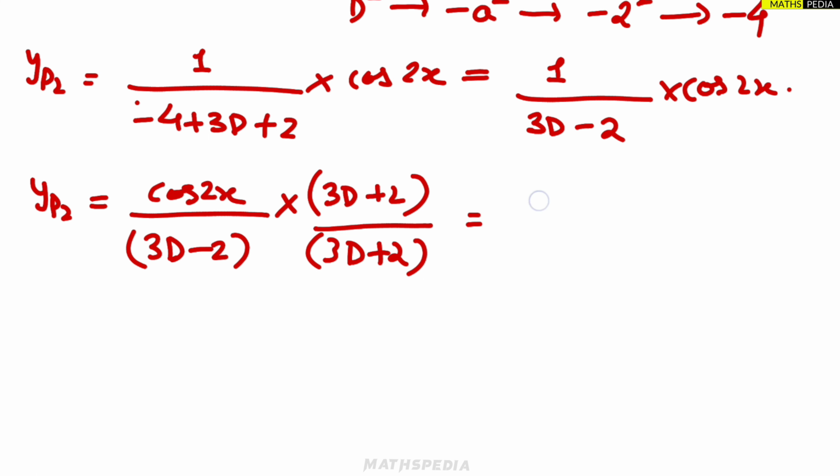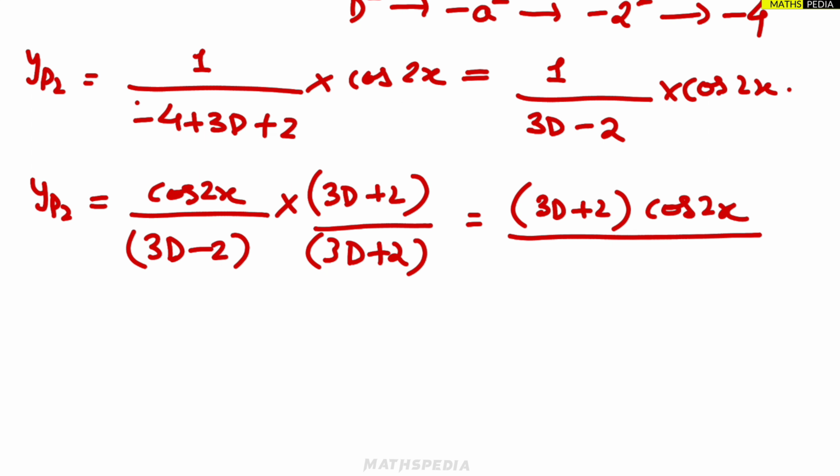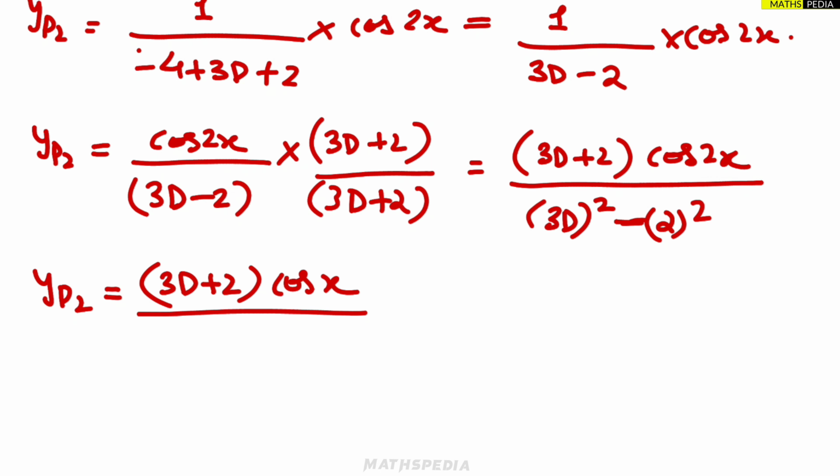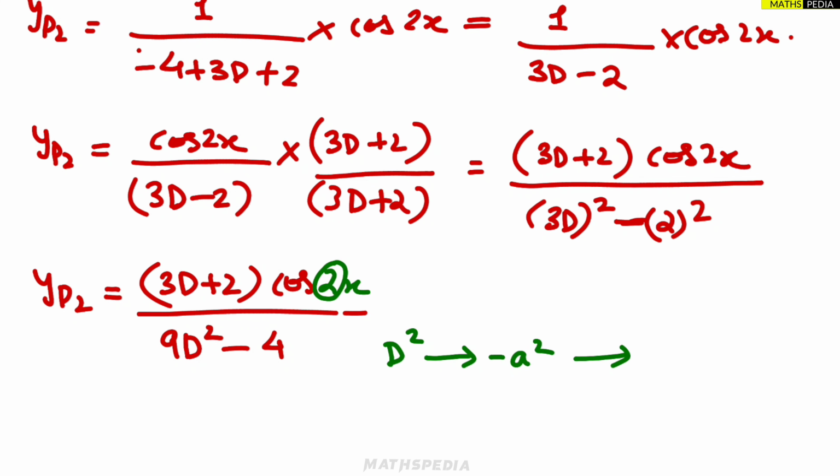See here, what happens. 3d plus 2 into cos 2x as it is. Denominator, it will become a square minus b square. So it will become 9d square minus 2 square, which is nothing but 4. Now we can again substitute the d square value as minus a square. Now a square value has not changed, right? This is 2x, okay? So a square value has not changed. It is nothing but again minus 2 square, which is nothing but minus 4.